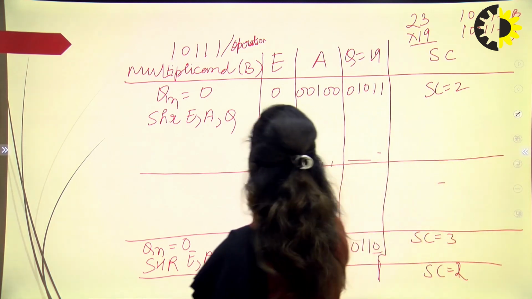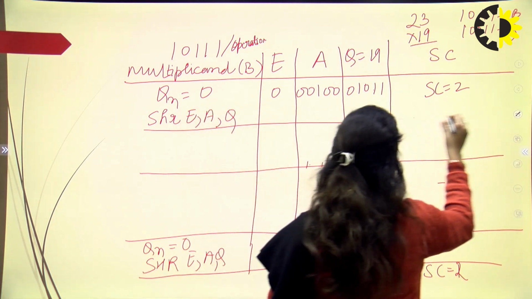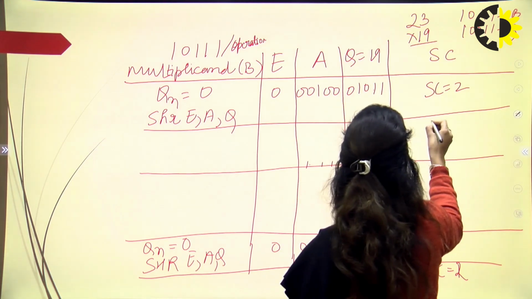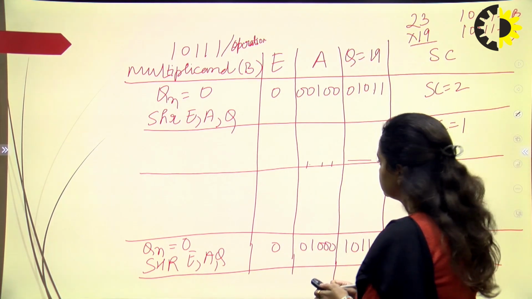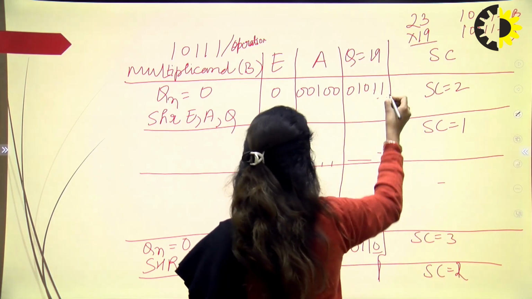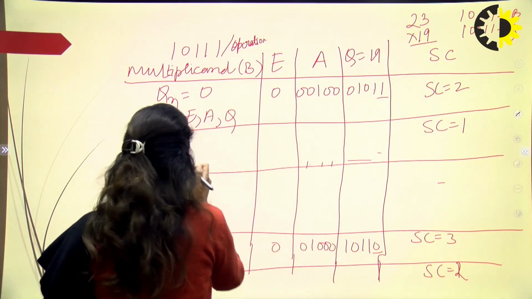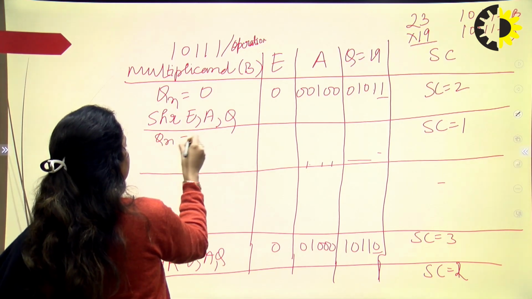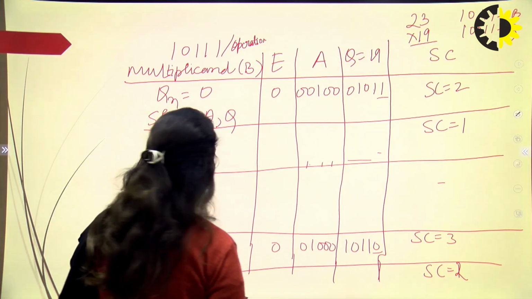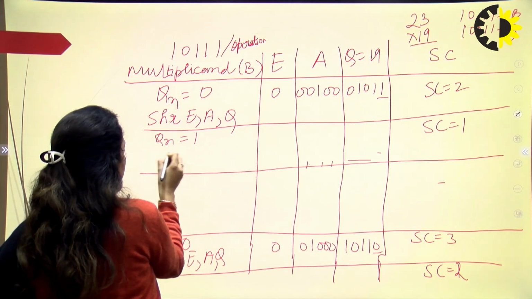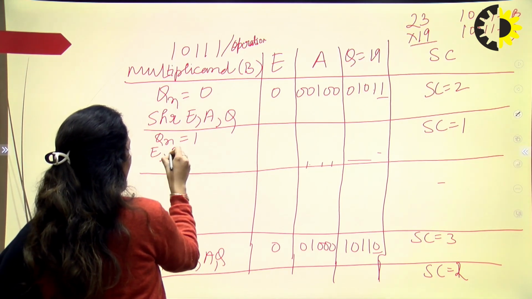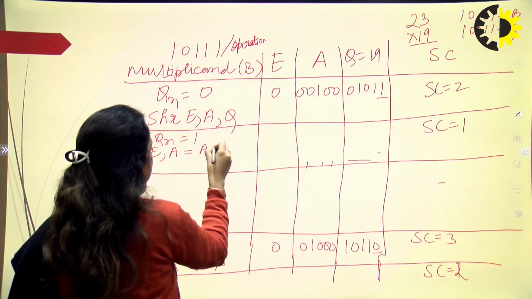After this, we have to perform our decrement operation and we will be reaching sequence counter to be 1. Sequence counter is decremented by 1 and again we have to perform the check for the Qn value, and the Qn in this case is 1 now. Whenever the value of Qn is 1, we have to perform an addition operation to generate the new value of EA, that is A plus B.